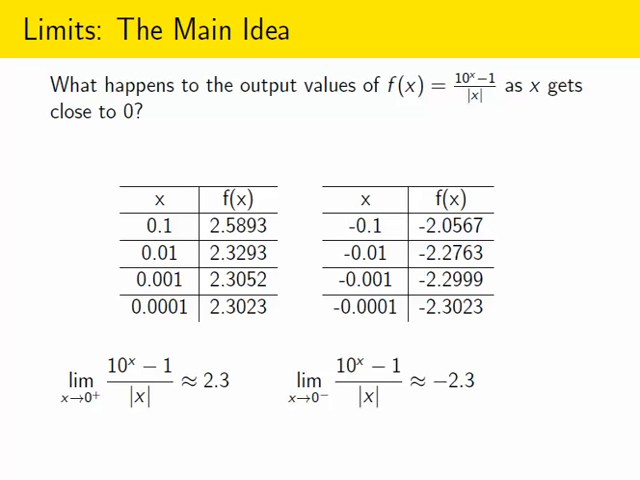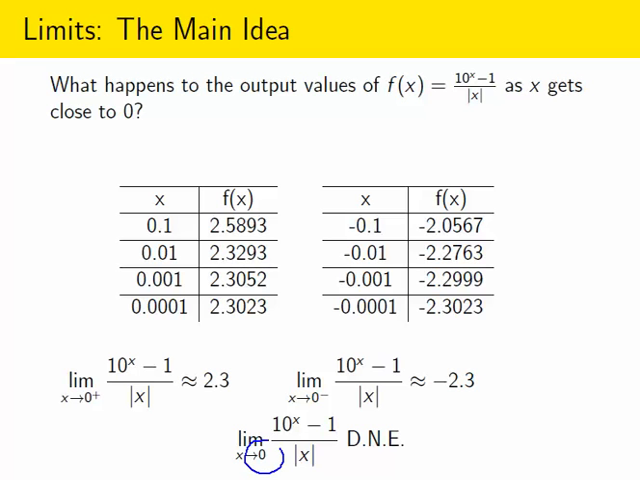On the other hand, as x gets closer and closer to 0 from the left, which we illustrate with this notation, meaning we're plugging in values that are close to 0 and on the left side of 0, the output values get closer and closer to negative 2.3. Now, if these two quantities had been the same, we would just say that the limit is 2.3, or if they were both negative 2.3, we would say the limit is negative 2.3. But because they're different, this function actually does not have a general limit as x approaches 0. And we'd have to say that the limit as x approaches 0 does not exist.